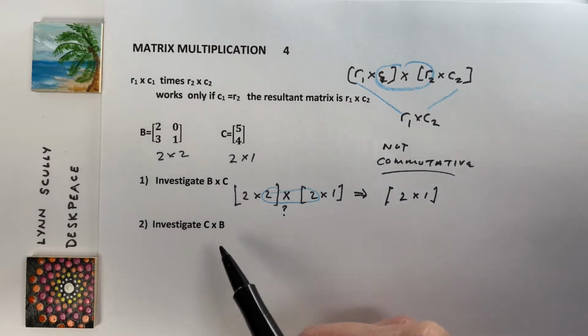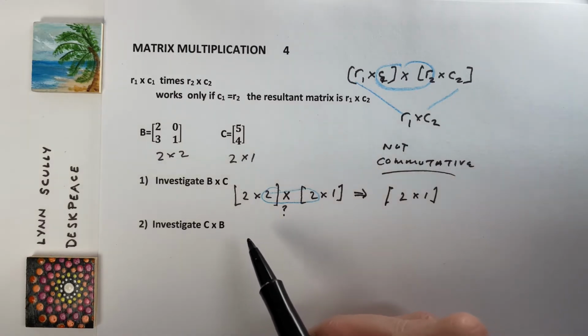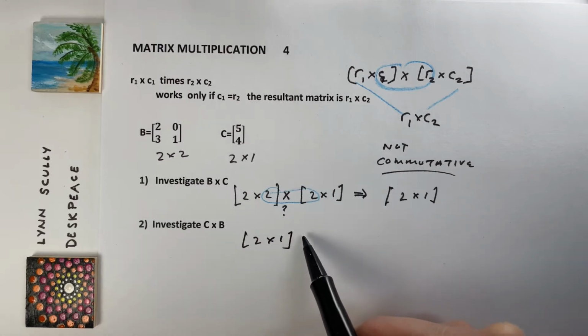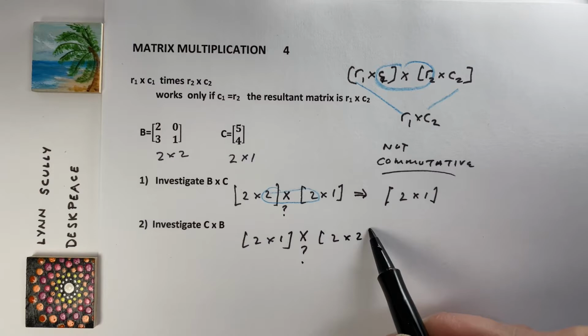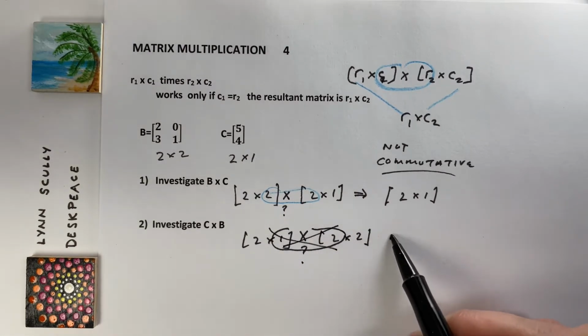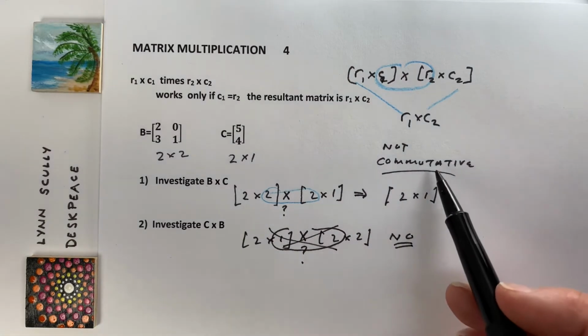Now I'm going to investigate the multiplication of C by B. So C is 2 by 1. Can it multiply by a 2 by 2? These guys, they don't match. So the answer is no. So it doesn't go both ways because it's not commutative.